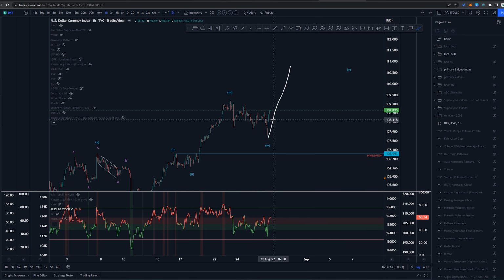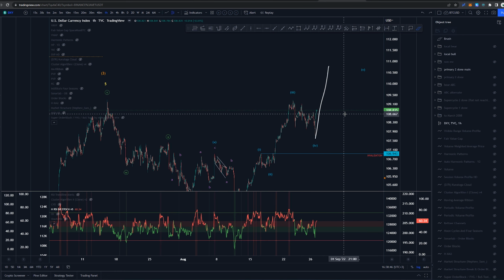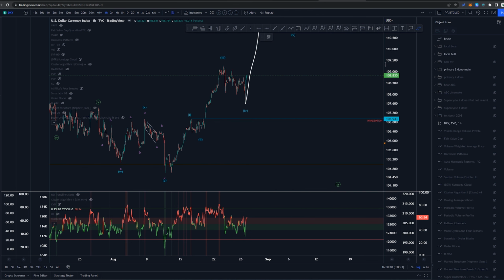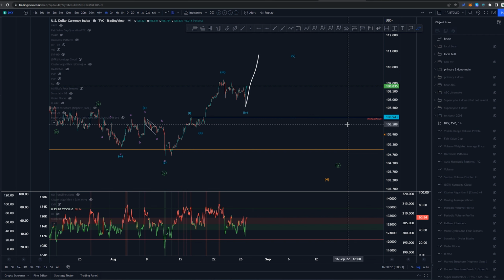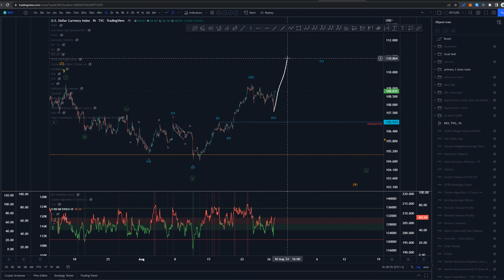But for the most part, I'm still looking a bit higher here before a major correction down here, somewhere around these levels, and then looking for another bounce higher. But for now, I'm still very bullish on DXY and more and more bearish on everything else basically.